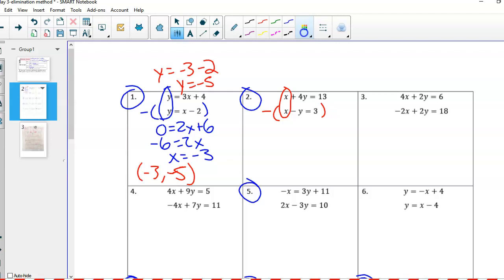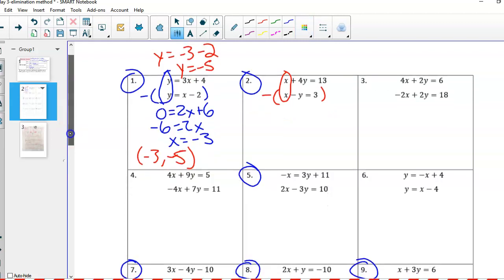For number 2, I'm not messing with you. 10 equals 2x plus 5y. It would be 10 equals 5y, but it wouldn't be 2x. If we're subtracting, x minus x is what? 0. 4y minus negative y is 5y. 13 minus 3 is 10.